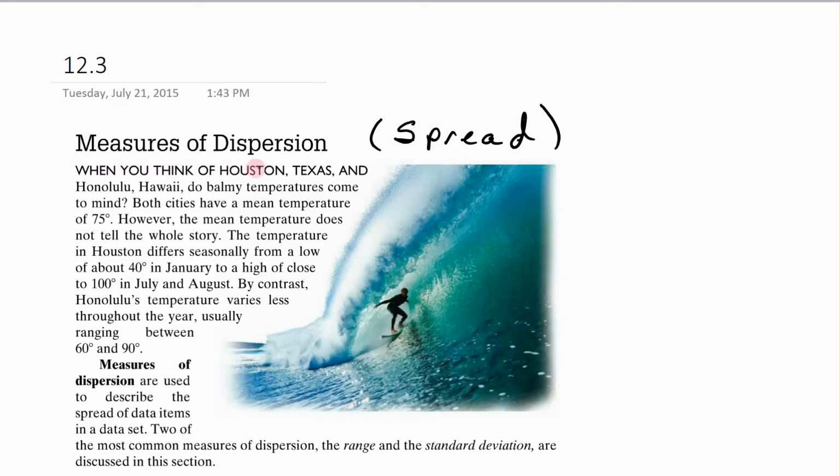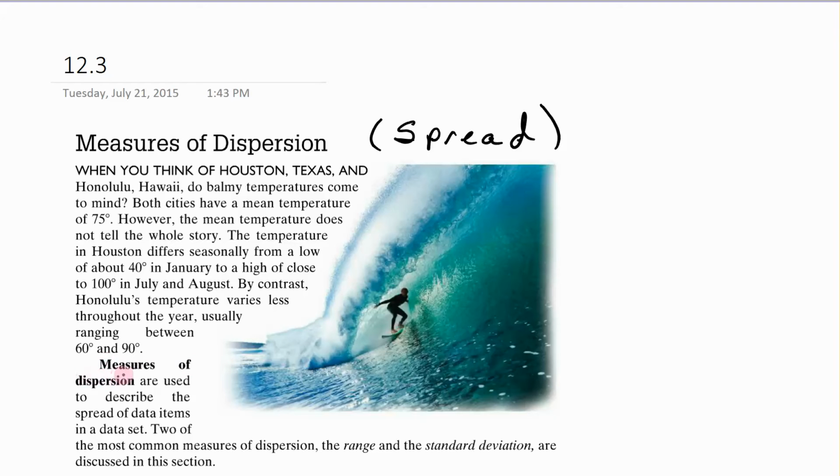It says, when you think of Houston, Texas, and Honolulu, Hawaii, do balmy temperatures come to mind? Both cities have a mean temperature of 75. Now that is a measure of central tendency. They're using the degree 75 to talk about each of those. However, the mean temperature does not tell the whole story. The temperature in Houston differs seasonally from a low of about 40 degrees in January to a high close to 100 in July and August. By contrast, Honolulu's temperature varies less throughout the year, usually ranging between 60 and 90.